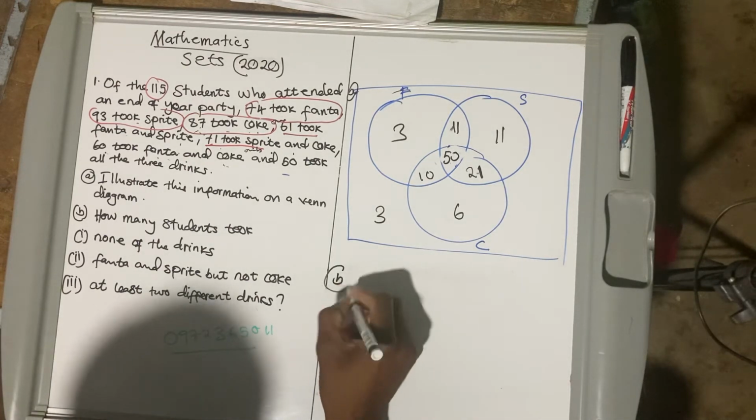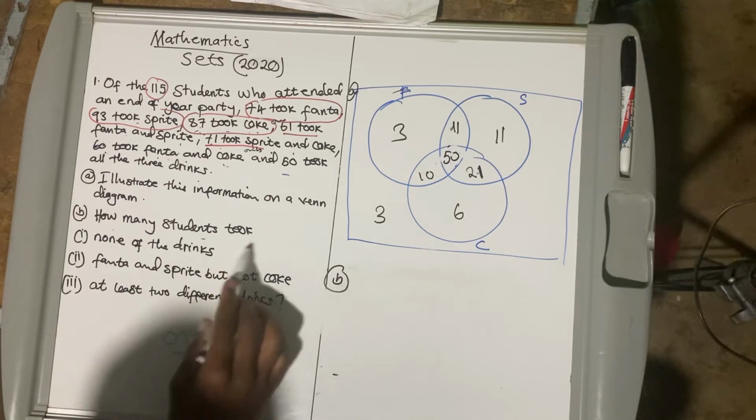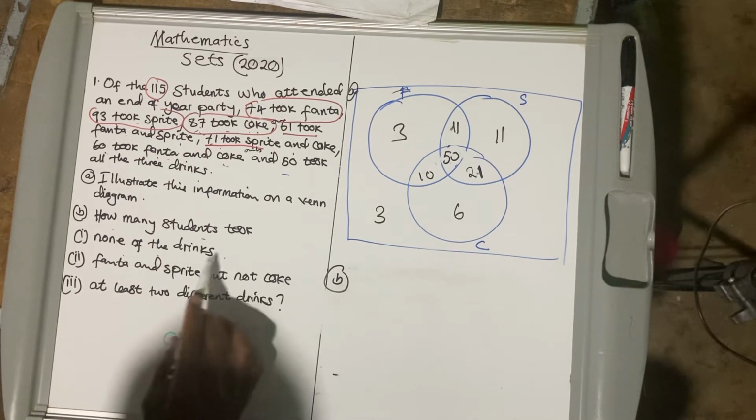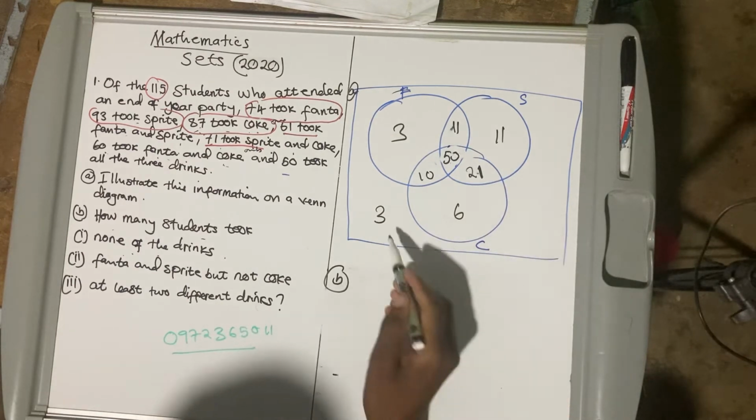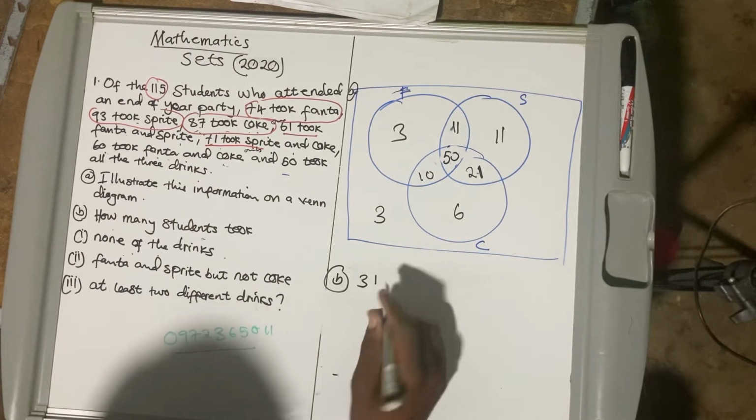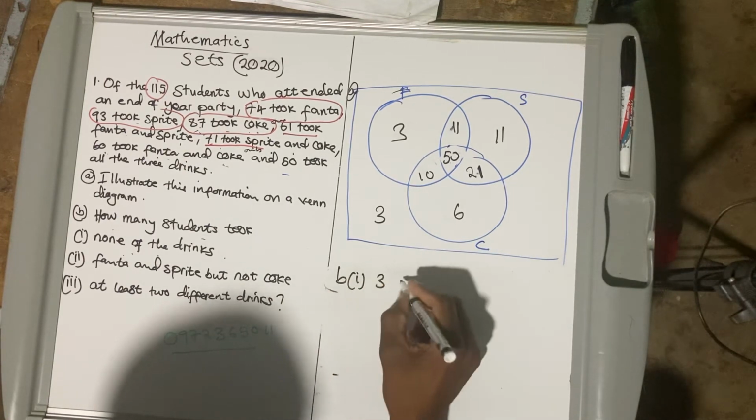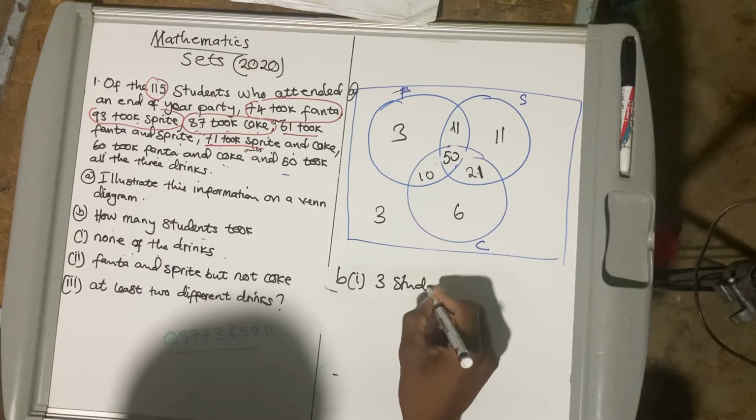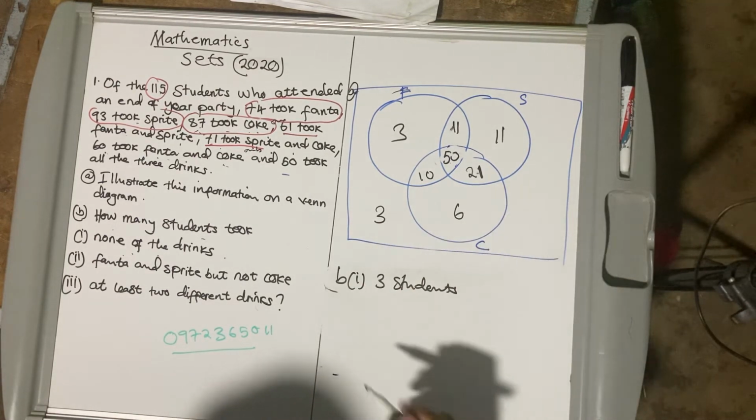Now B: how many students took none of the drinks? The ones who did not take any of these drinks, how many are they? They are 3 students. B, Roman numeral 1: there are 3 students who did not take any of the 3 drinks.